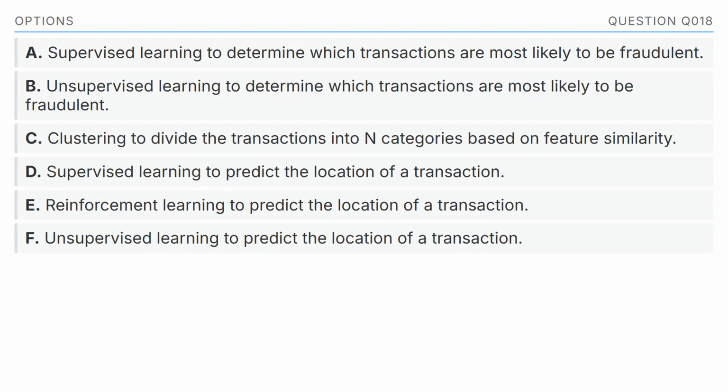The options are Option A, supervised learning to determine which transactions are most likely to be fraudulent. Option B, unsupervised learning to determine which transactions are most likely to be fraudulent. Option C, clustering to divide the transactions into n categories based on feature similarity. Option D, supervised learning to predict the location of a transaction. Option E, reinforcement learning to predict the location of a transaction. Option F, unsupervised learning to predict the location of a transaction.